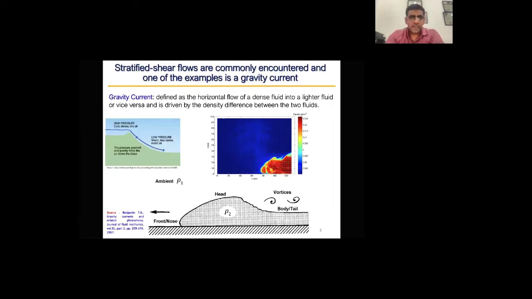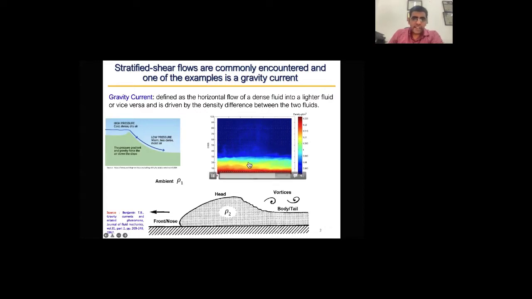This is a very basic slide on what a gravity current is. I'm pretty sure this community knows what a gravity current is, but I'll very quickly define what it is and why it is important for us to study this. A gravity current is a flow of heavier fluid into a lighter fluid, and it is driven by the density difference between the two fluids.